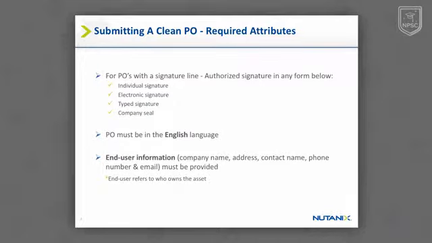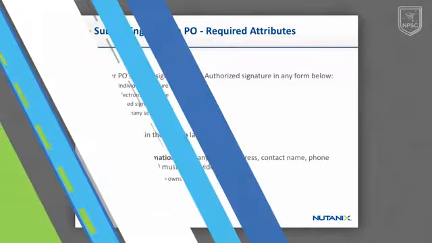For purchase orders that have a required signature line, please ensure that that is filled out. Any of the following is acceptable: the individual signature, electronic signature, type signature, or company seal. Your purchase order must be in the English language. Please do not include any special characters.